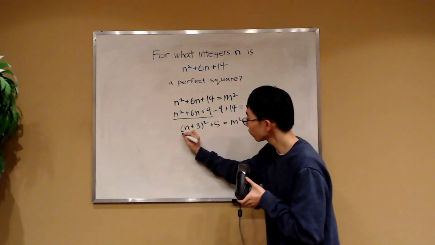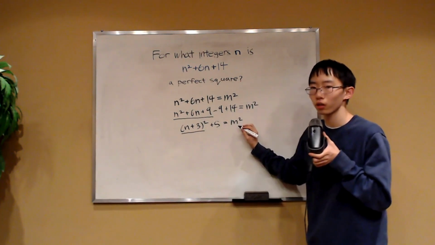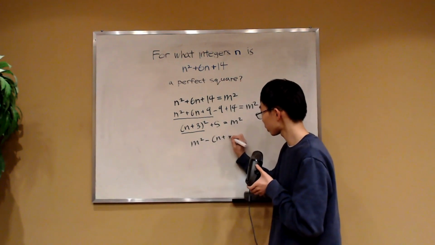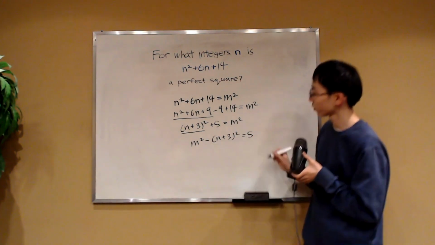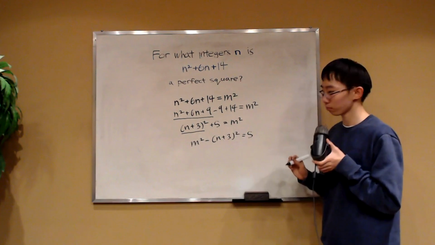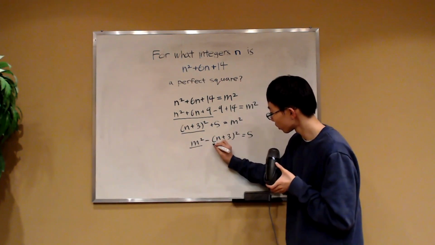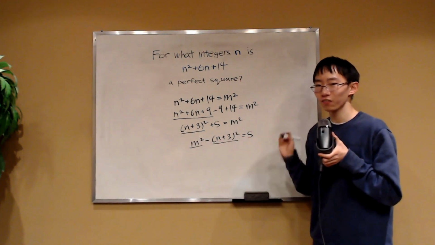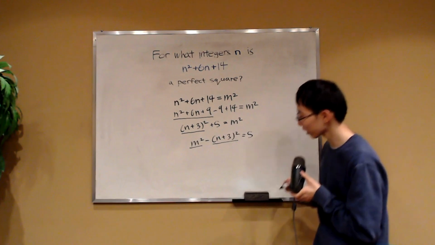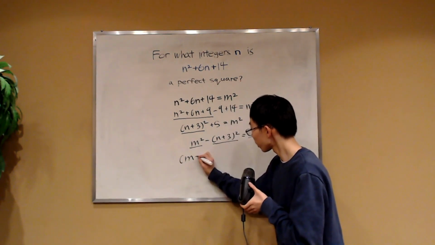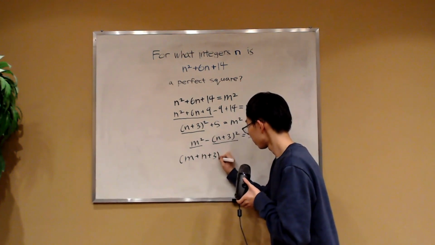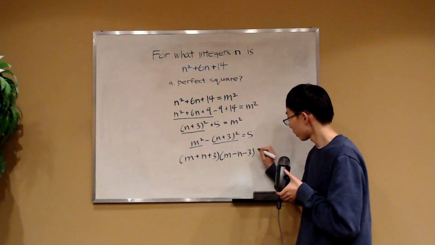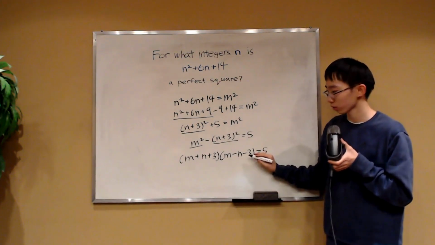Now consider moving this entire squared expression onto the other side. Then we would have m squared minus (n plus 3) all squared is equal to 5. Now notice that over here, this is a square expression. This is also a square expression. We can factorize this side as a difference of squares. So let's do that. We would have (m plus n plus 3) times (m minus n minus 3), and then this is equal to 5 by difference of squares.